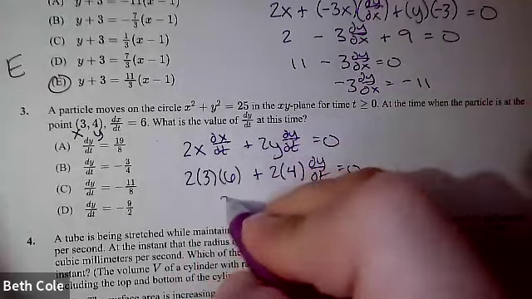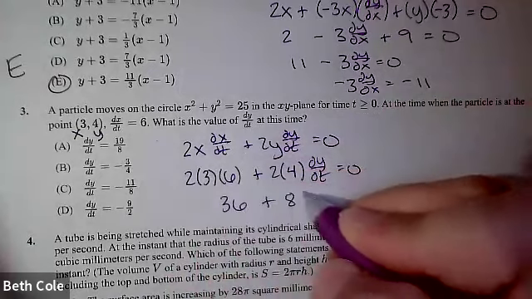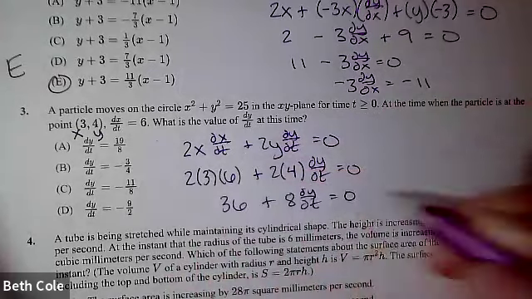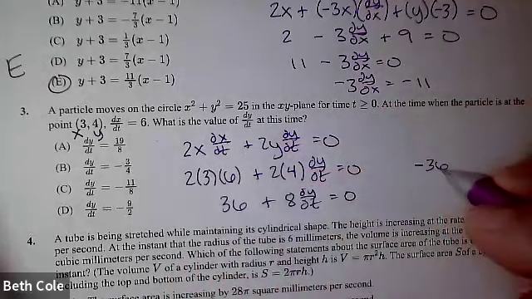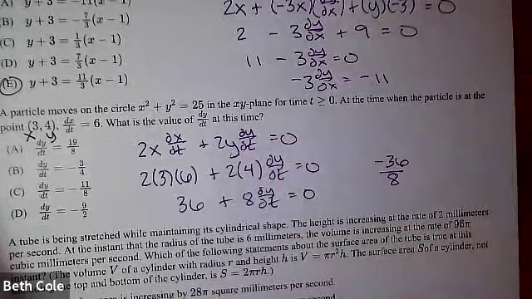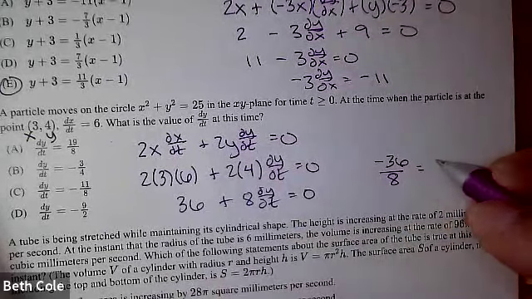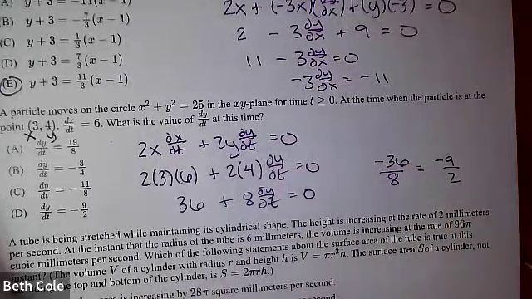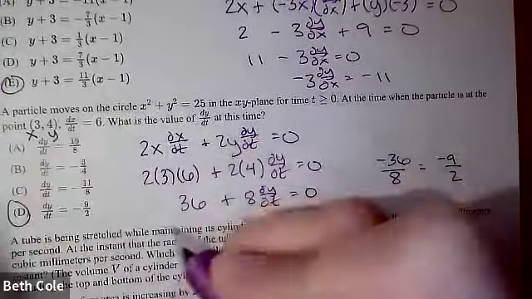Goodness, what is that? 12 times 3 is 36. This would be 8 dy dt. You would subtract over the 36, divide by 8. Those are both going to reduce by 4. So that will be negative 9 halves. So D for that one.